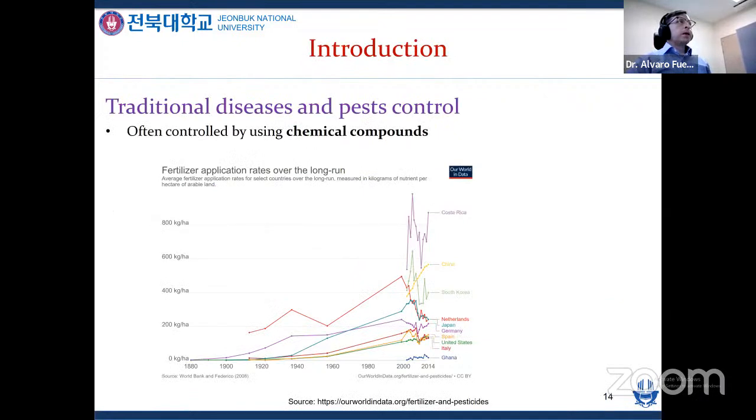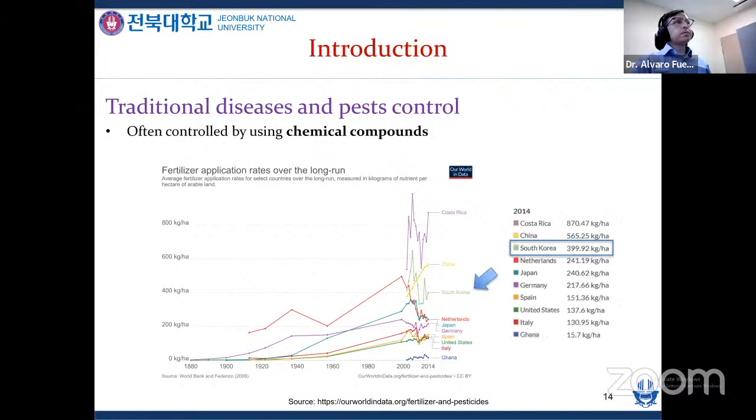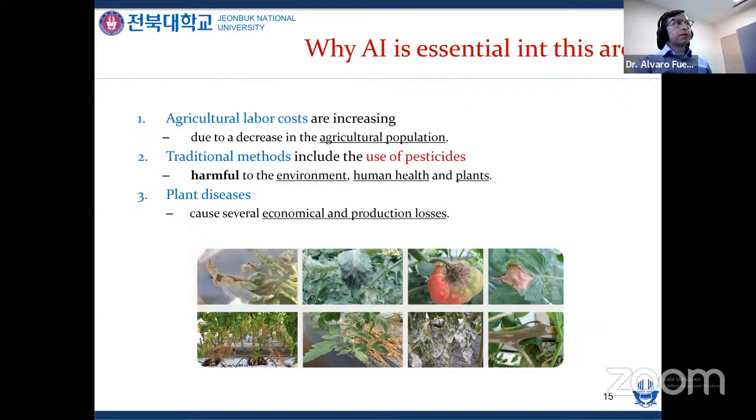systems. Also, considering that traditionally diseases are treated by chemical compounds, once the farmer detects a disease, a lot of chemicals are spread on the crop, which is harmful for the environment, human health, and plants as well.